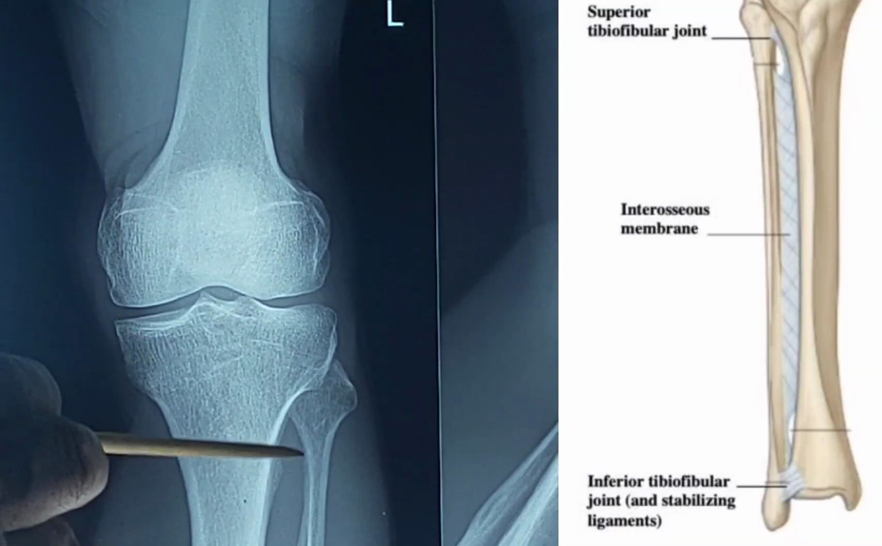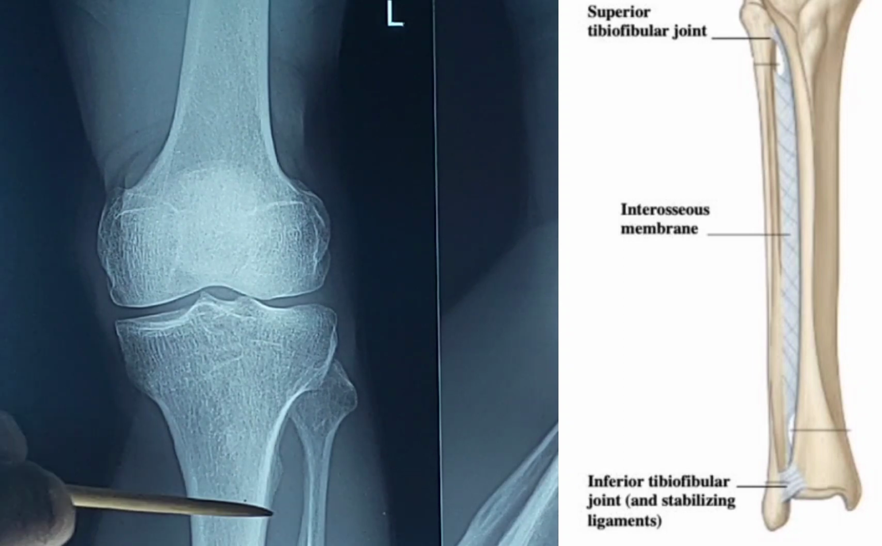Besides this, the tibia and fibula have other joints too. In the middle, that is the middle tibiofibular joint, which is an example of a syndesmosis type of fibrous joint, and the inferior tibiofibular joint, which is again a syndesmosis type of fibrous joint.